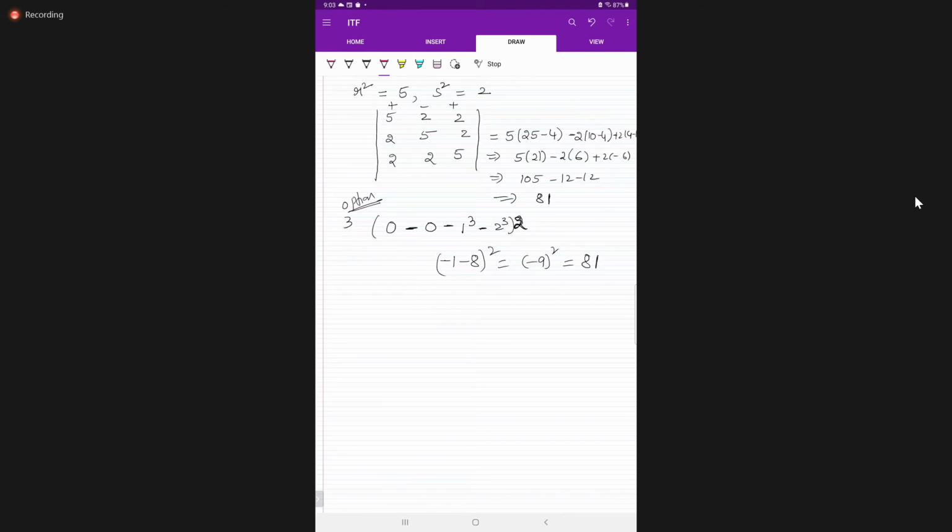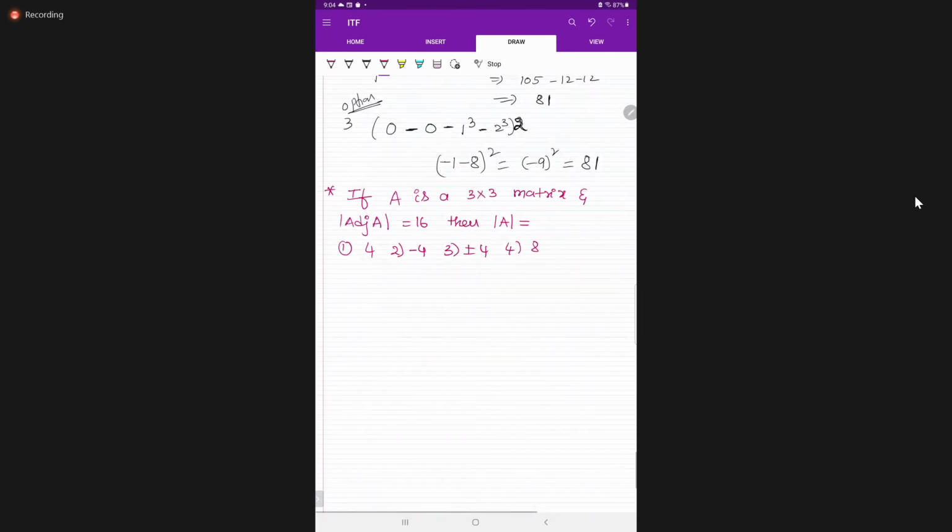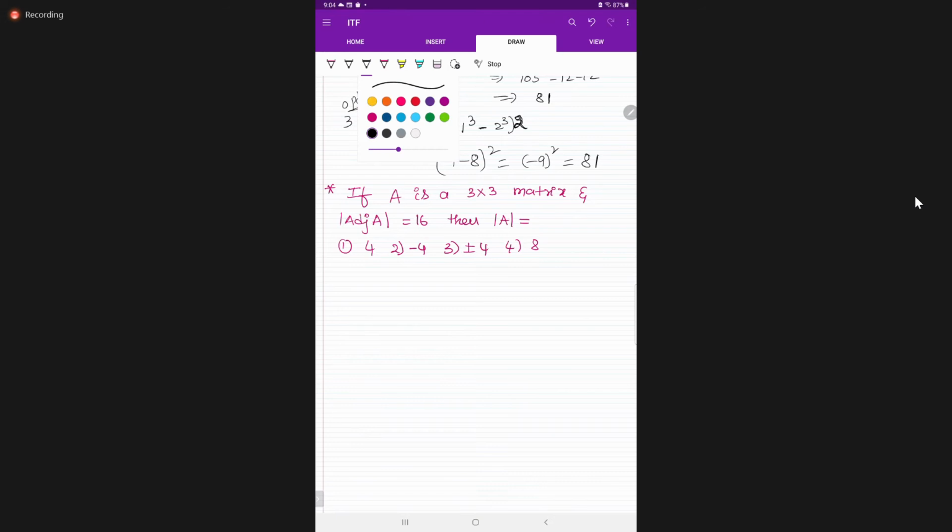Write down, students. If capital A is a 3 by 3 matrix and the determinant of adjoint of A is equal to 16, then determinant of A is equal to: first option is 4, second option is minus 4, third option is plus or minus 4, and fourth option is 8. Now tell me, students, what is the answer for this?